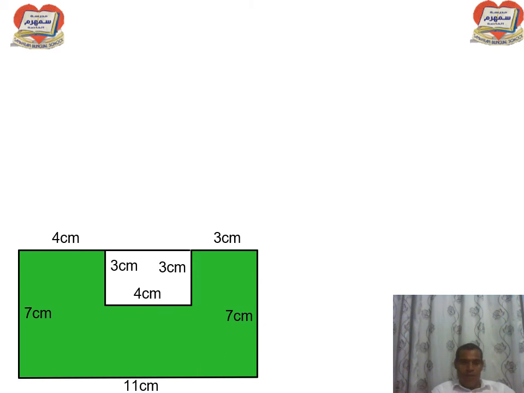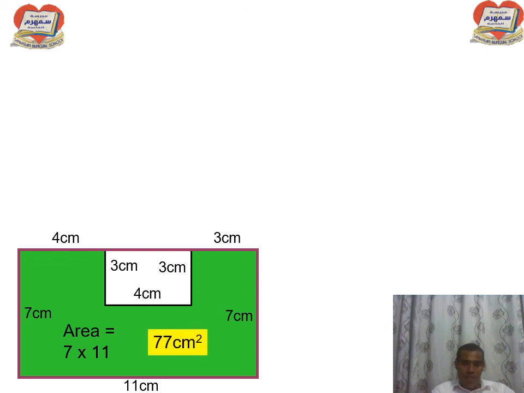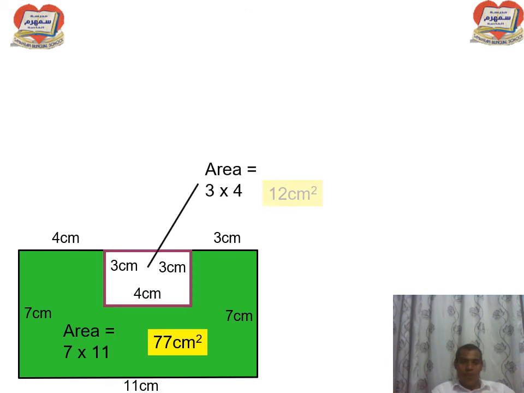Then the second method, just consider this as a whole rectangle. There are no gaps, there are no empty rectangles here. Then 7 multiplied by 11 is 77 centimeters squared. But this one, the white rectangle, the area of the white is 4 multiplied by 3 is 12. So in order to get the area of this compound shape, you will make 77 minus 12.